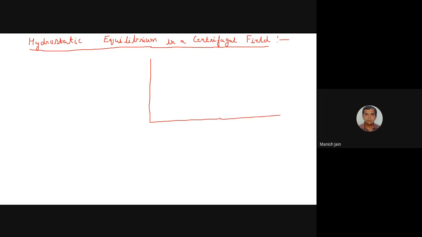Suppose this is a vessel which contains a fluid. This is the central axis of the vessel. Okay, now you start to rotate the vessel with angular velocity theta. So what will happen? Due to the centrifugal force on the vessel, the fluid will move toward the wall. Okay, so it will stick towards the wall and it will remain in this position.